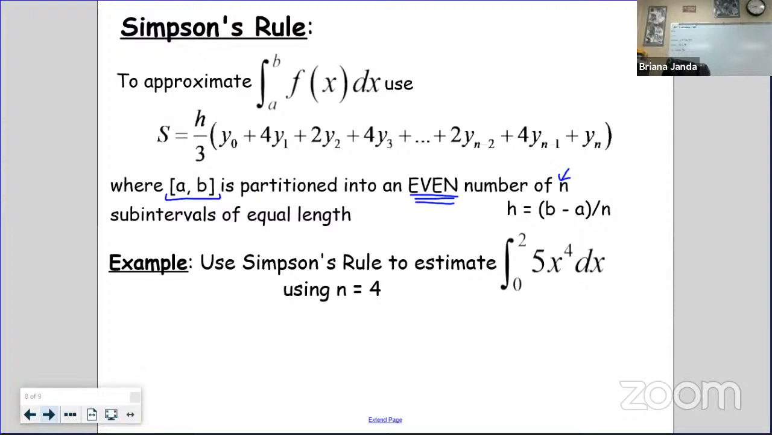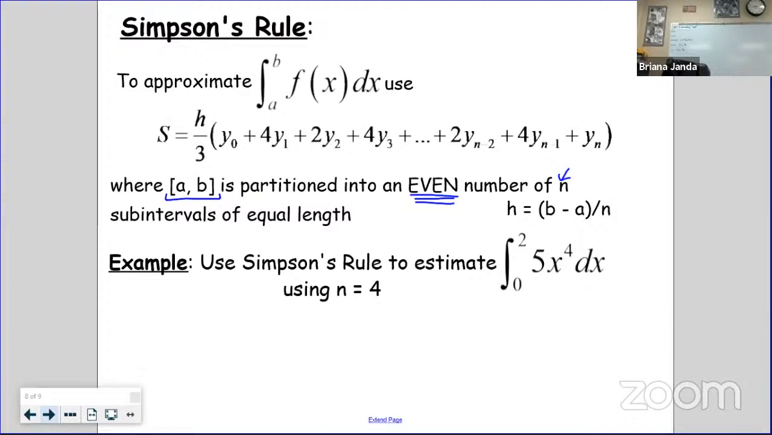The thing that changes is your height is now divided by 3. Notice your first and last function values are still only in there one time. But then starting with a 4, it alternates 4 times, 2 times, 4 times, 2, and it will continue alternating those all the way through your setup. Okay, so let's do one example to show you how to do this.